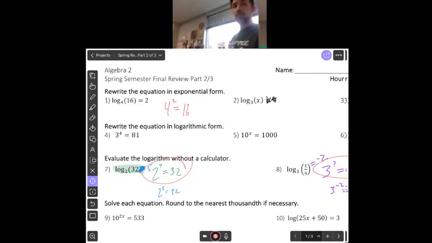Log base 2 of 32 means 2 to the what is 32. So what does log base 3 of x mean? 2 to the what is 32. How would you read that as a question? 2 to the what is 32.